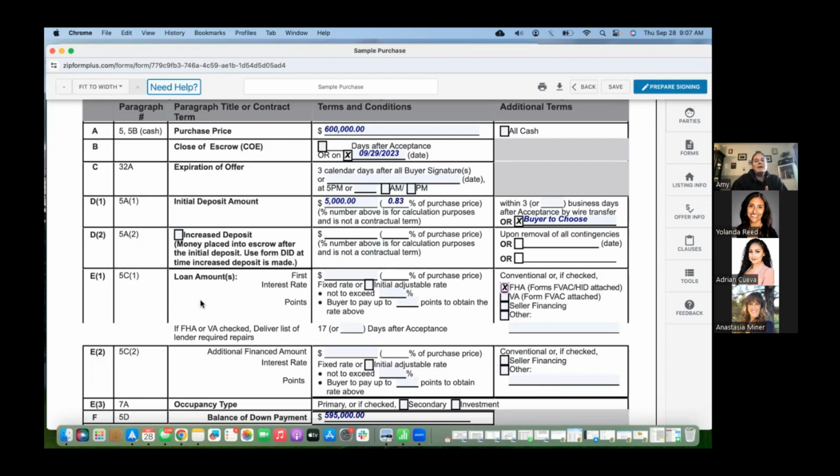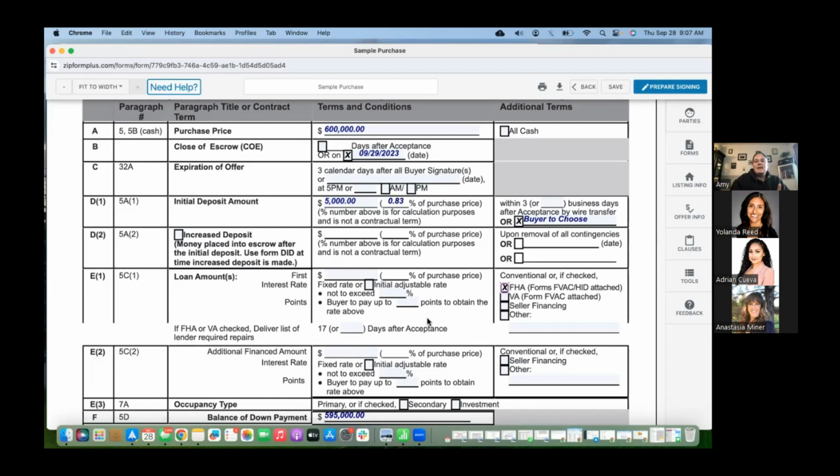And then also keep in mind here on this loan amount, the FHA or VA, it's deliver a list of lender required repairs. They did this box. It's kind of funky because the lines don't go down. The lines should go down, but they've messed up the residential purchase agreement. It's all right. So this should read, if FHA or VA checked, deliver list of lender required repairs. And then here's the time frame. It defaults to 17 days after acceptance. There used to be a separate form for that, but now it's on the repair request. So there's a section for lender required repairs on that repair request.